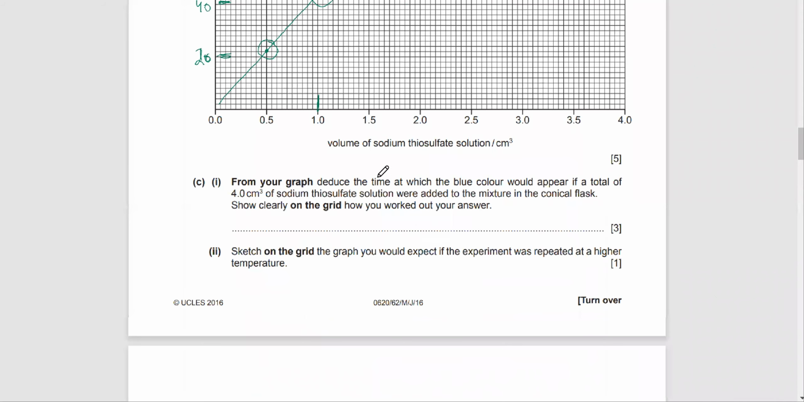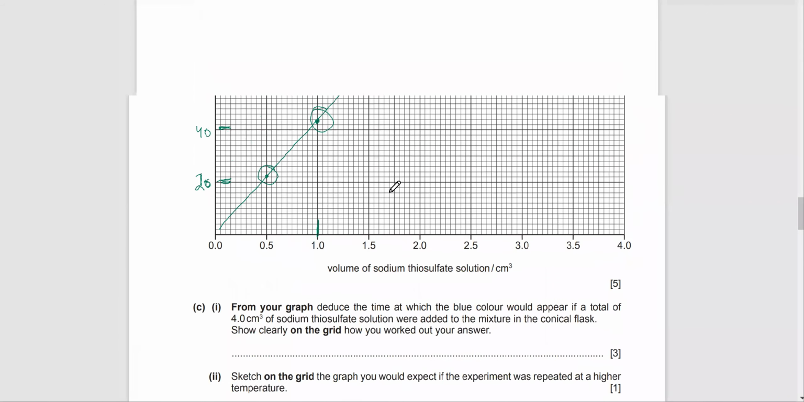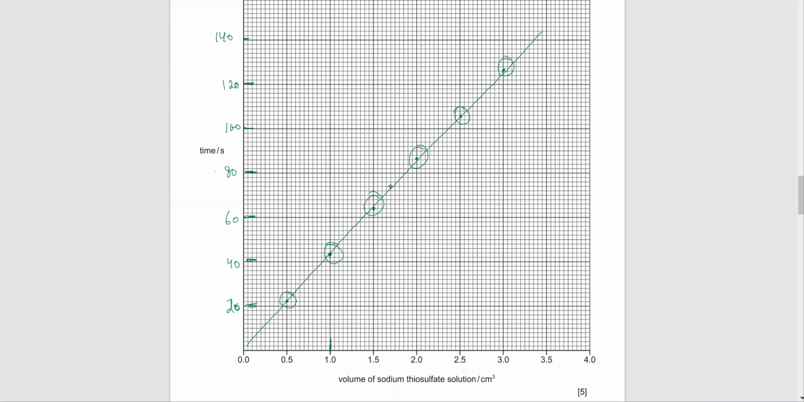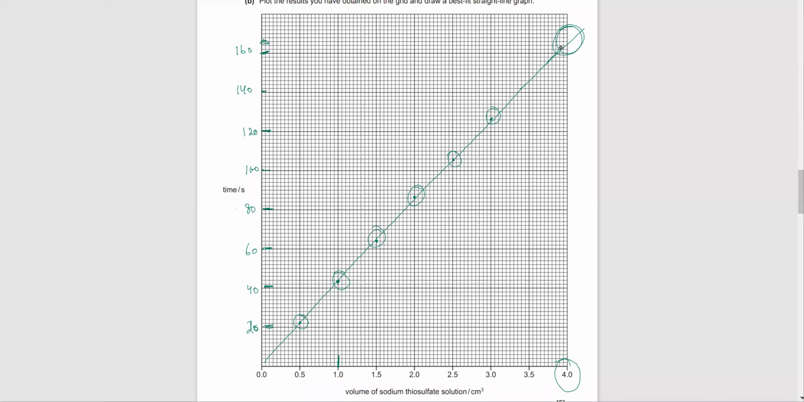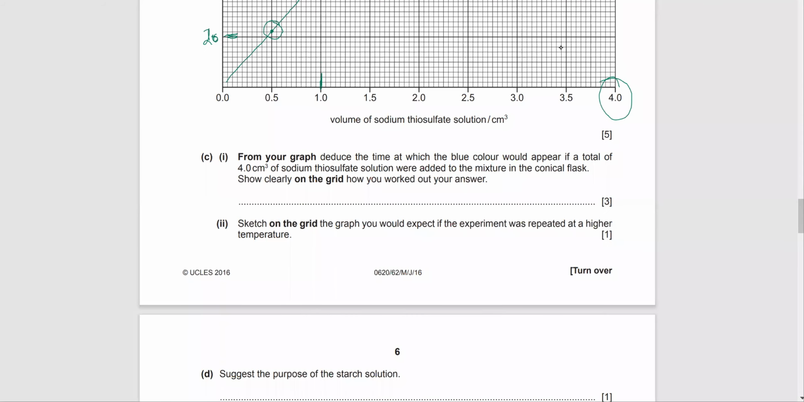So from your graph, deduce the time at which the blue color would appear if a total of 4 cm cube of thiosulfate is added. Now we can sketch the graph further. इसको sketch कर दो. 4 cm cube यहाँ पे है, so you can go and have a look, and it's probably going to be 160 something. ठीक है? This would be the point, this would be the 4 cm cube point. ठीक है? Is this clear to everyone? Everyone's clear है? Mahal clear है?